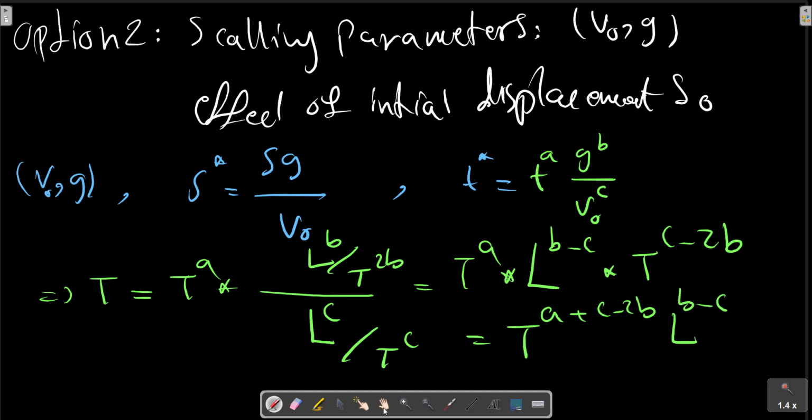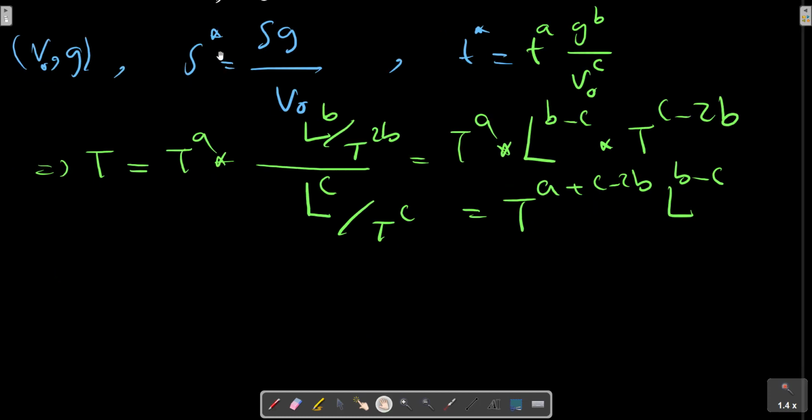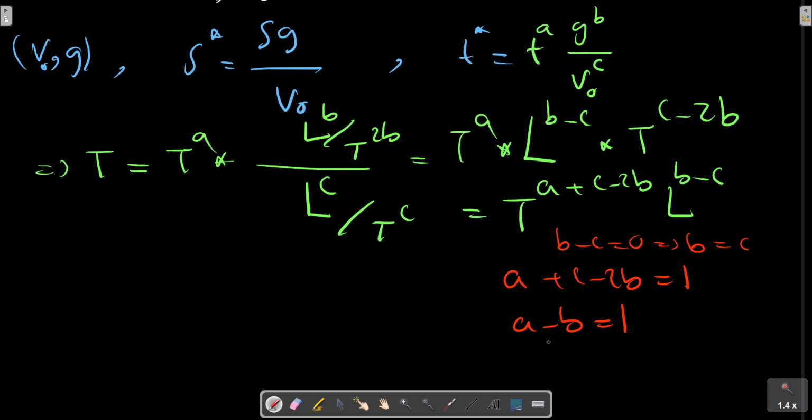Now we can calculate our unknown powers. B minus C equals 0, b equals to c, and a plus c minus 2b equals to 1. Well, replacing to the relation, we can obtain a minus b equals to 1. In this case, we have b equals to c, a minus b equals to 1.